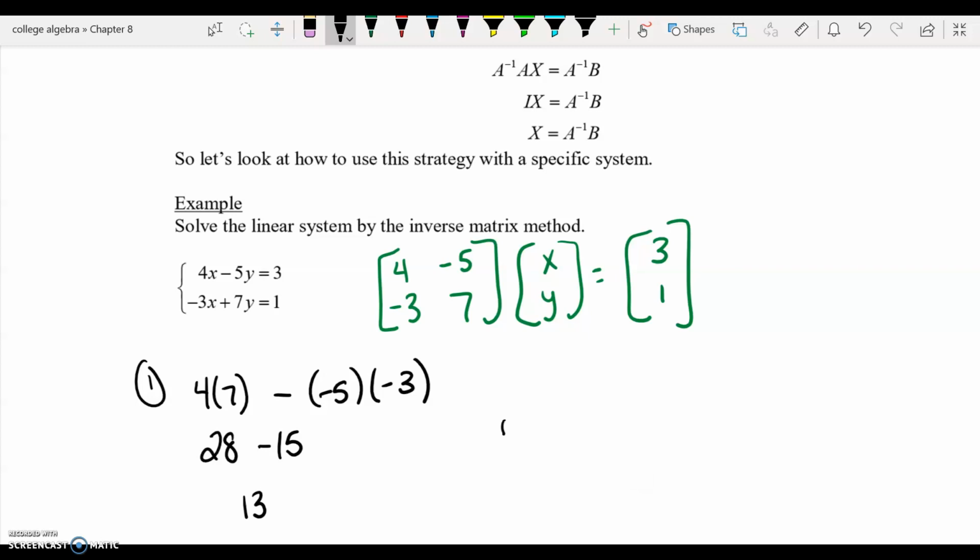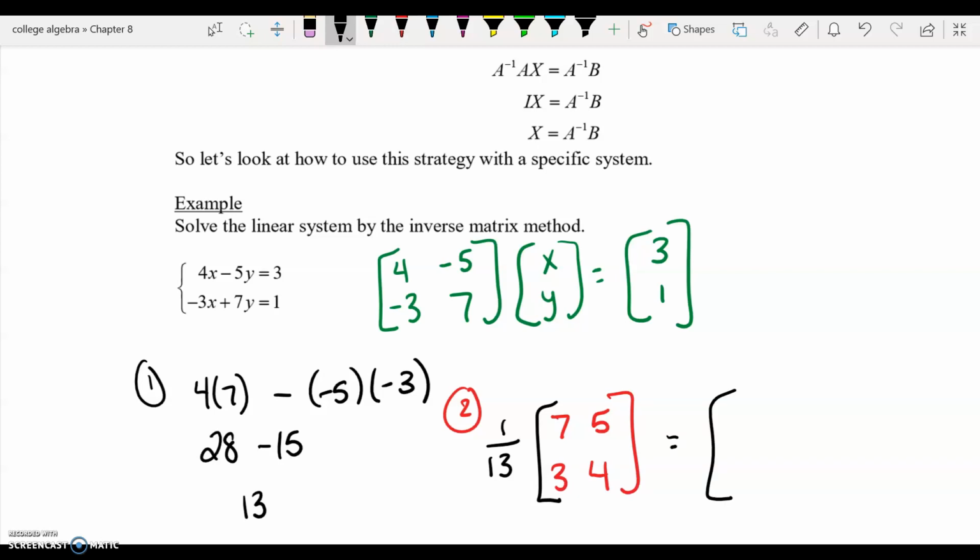So you would take 1 over 13 times, don't forget, I have to switch spots, so this is the second step. So 7 and 4 switch spots, and the signs of 5 and 3 change. Then you multiply it. Leave it as a fraction, so 7 over 13, 5 over 13, 3 over 13, 4 over 13.